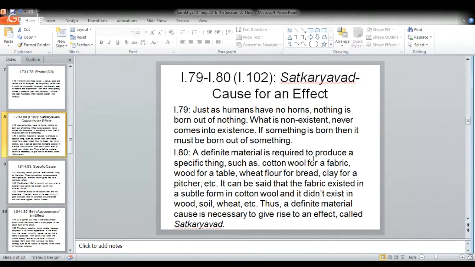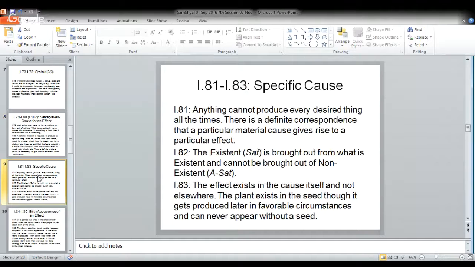So a definite material is required to produce a specific thing, such as, now we are just looking at some possibilities: cotton wool for a fabric, wood for a table, wheat flour for bread, clay for a pitcher, etc. It can be said that the fabric existed in a subtle form in cotton wool, and it did not exist in wood, soil, wheat, etc. Thus, a definite material cause is necessary to give rise to an effect. That is called Satkayavad. And that's what is the statement of specific cause. It is just not that anything can become a cause of an effect.